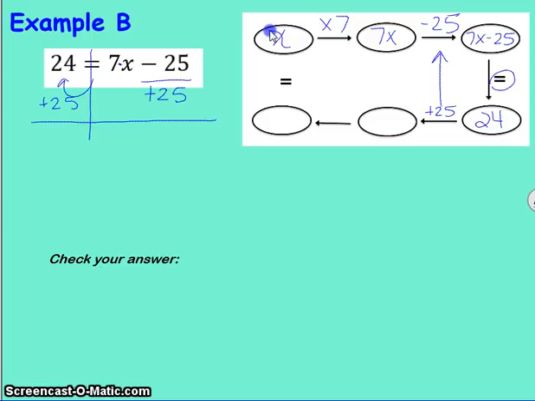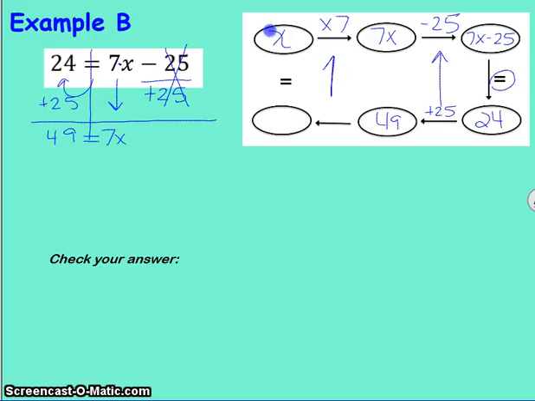Well, negative 25 plus 25 is 0, so I can cross those out. Bring down your 7x and your equal sign, and then 24 plus 25. Well, 4 plus 5 is 9, and 2 plus 2 is 4, so I have 49. So 24 plus 25 gave me 49.